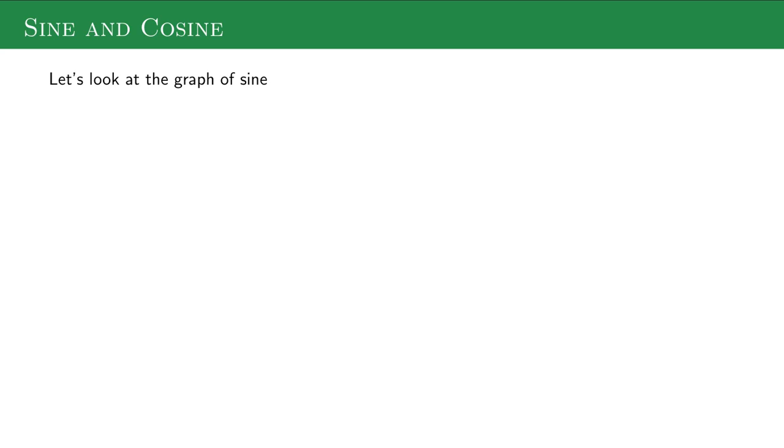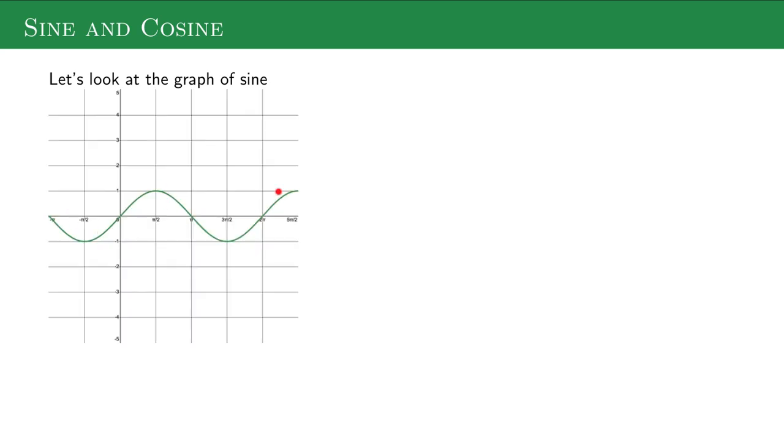Next is sine and cosine. Let's look at the graph of sine. It's just this wave. Again, it cuts off, but it just keeps doing this wave forever. So if I picked any x value out here, it would be by the wave. So sine and cosine graphs also have domains of all real numbers.